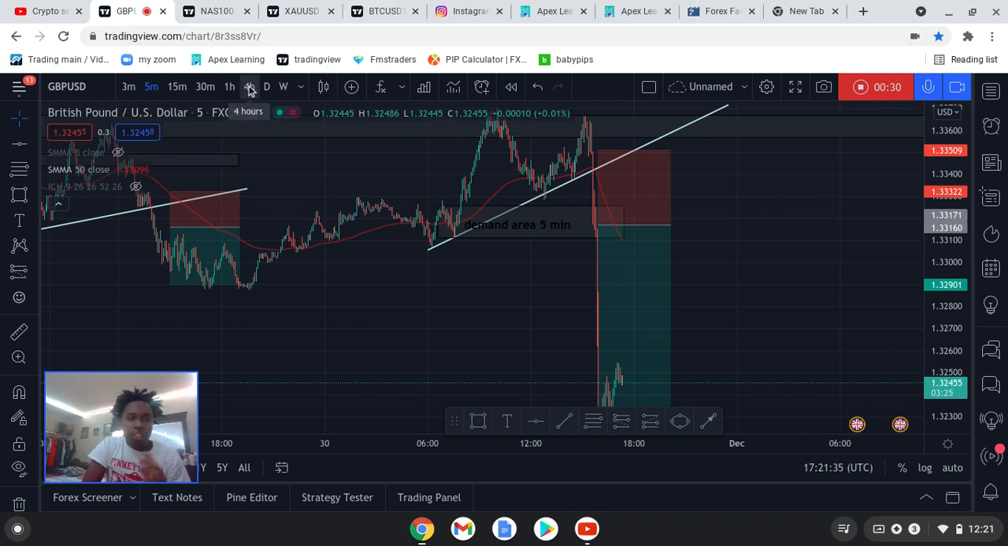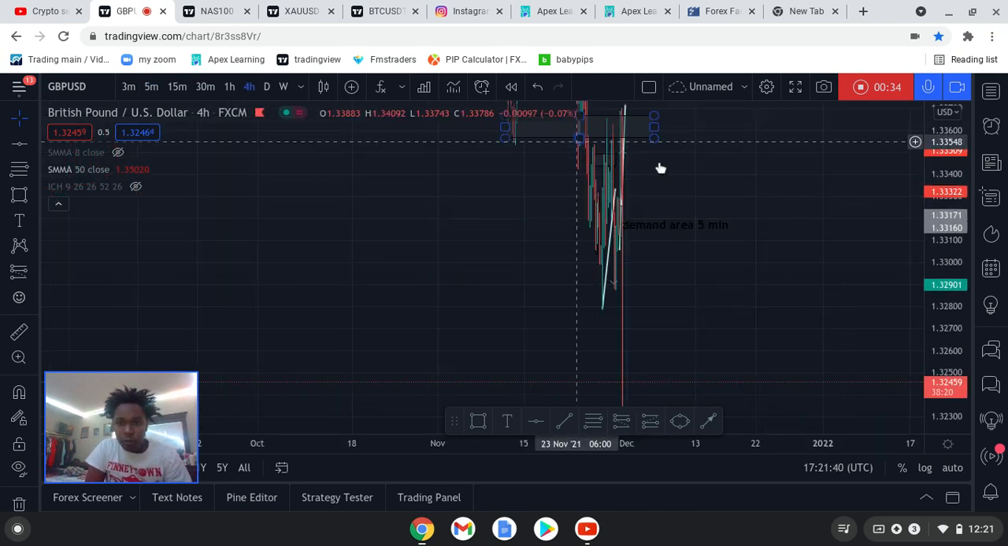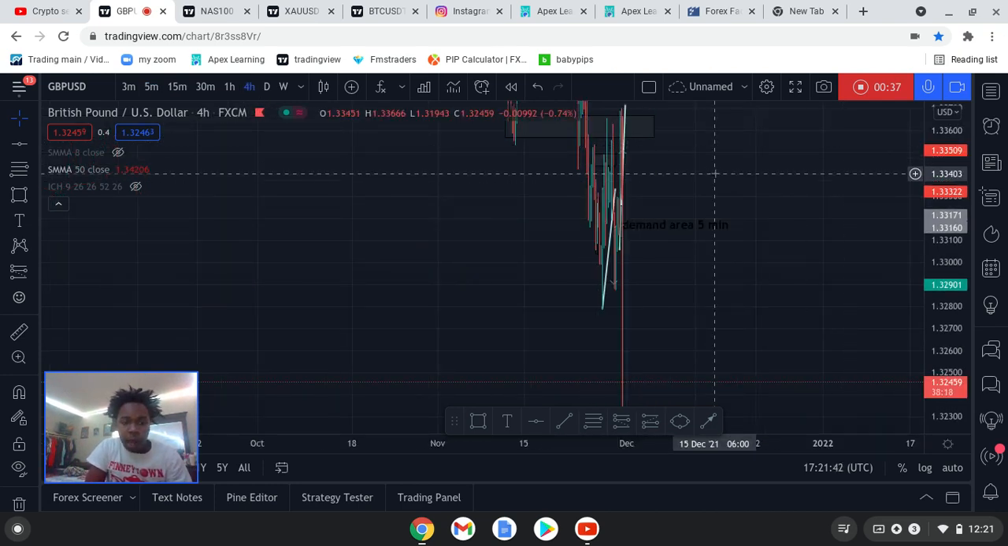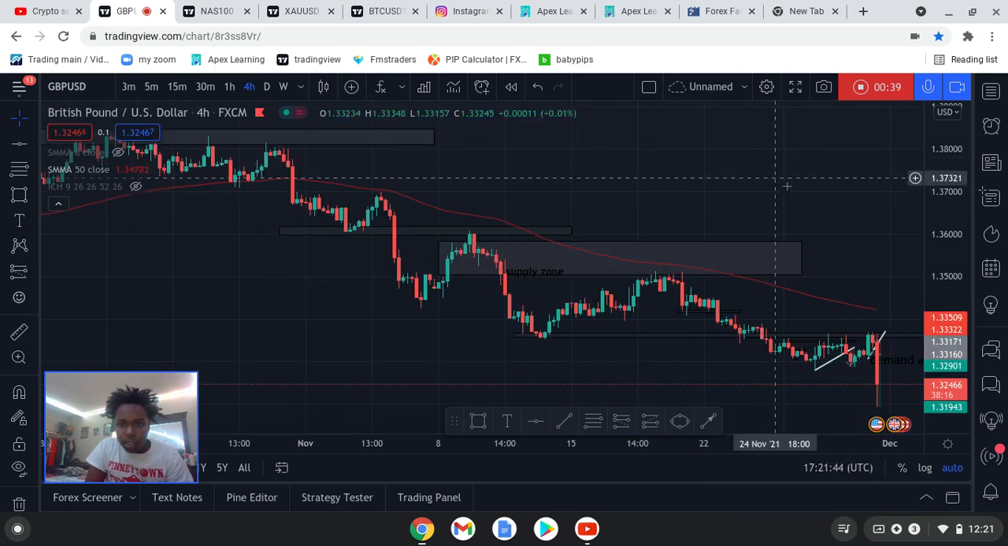So every single time I'm trading, like this is GU, this is a forex pair. I always start on a 4 hour on all my pairs anyway. I always start on a higher time frame.